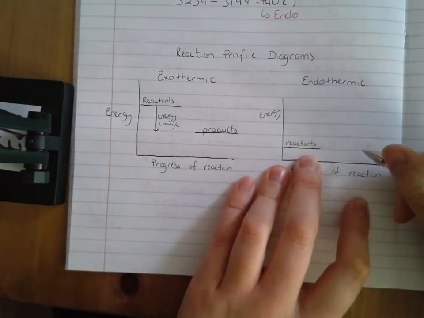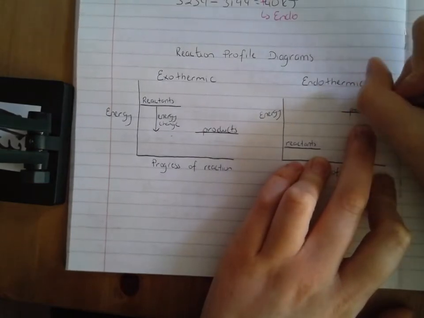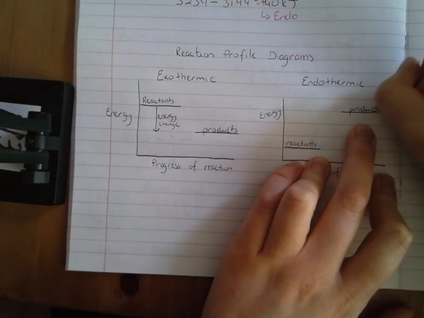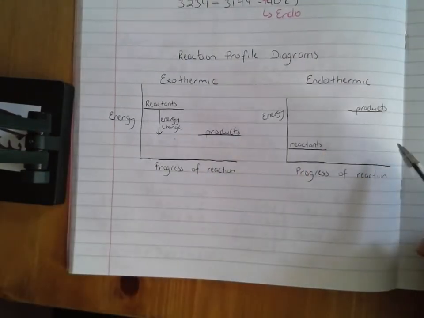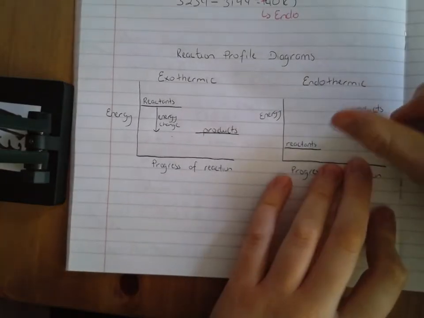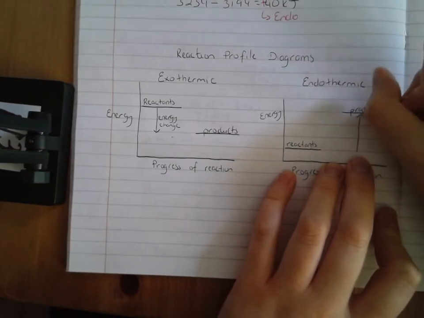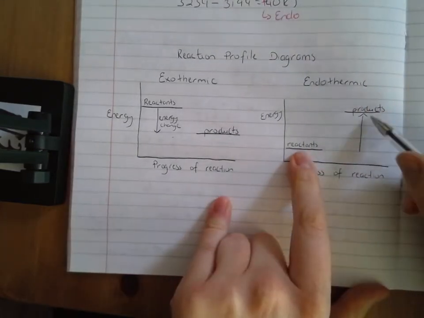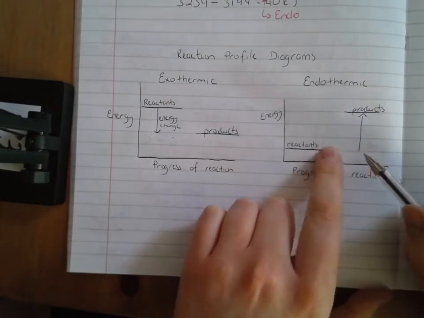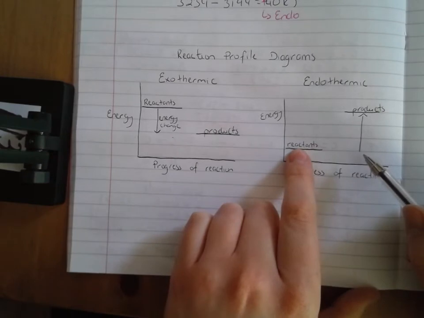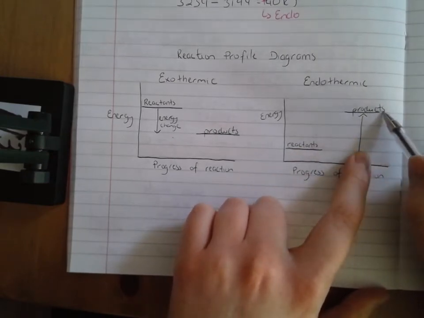Because energy is being taken in, my products should be higher on the y-axis, as they will have a greater energy value. The change in energy in this case, again, if you're asked to label the energy change, it's the difference between the reactants and the products. So notice that I'm starting my line exactly at the same point that the reactants are, and I'm ending it exactly at the point where the products are.